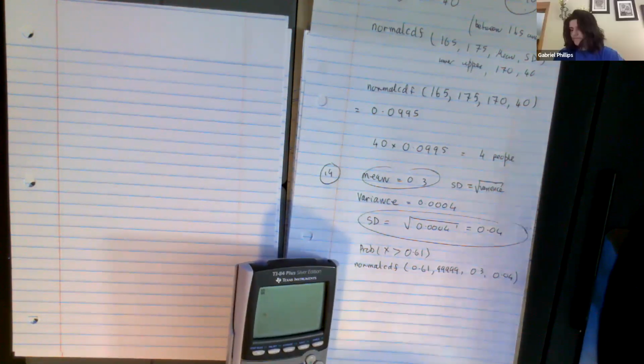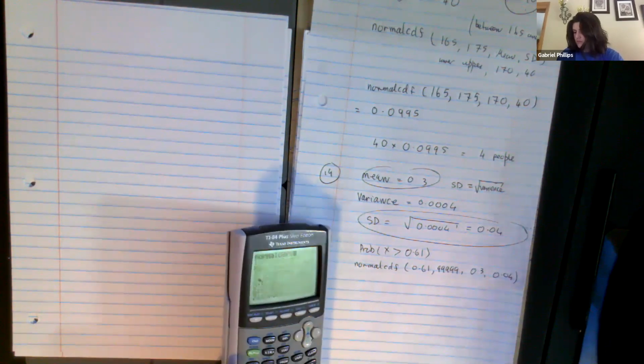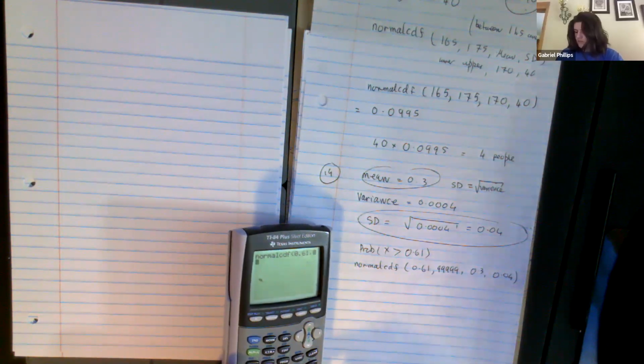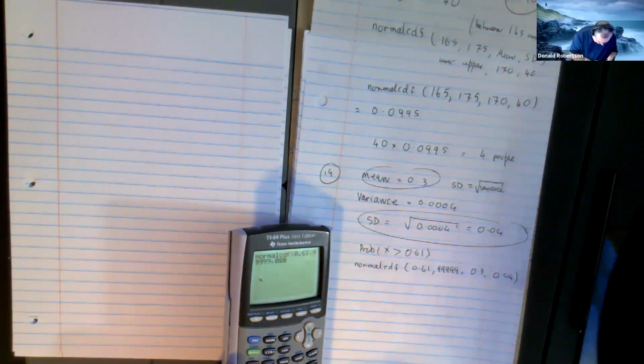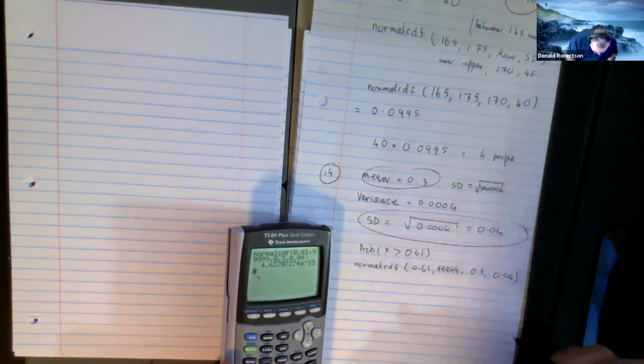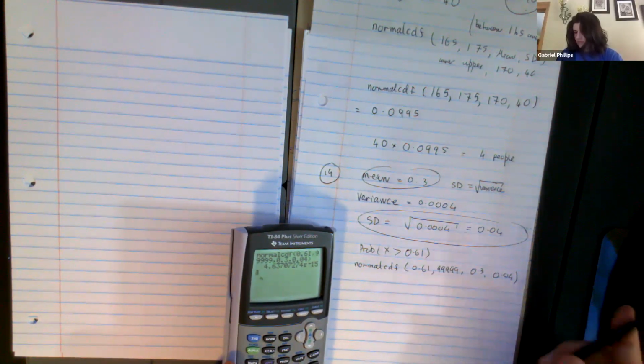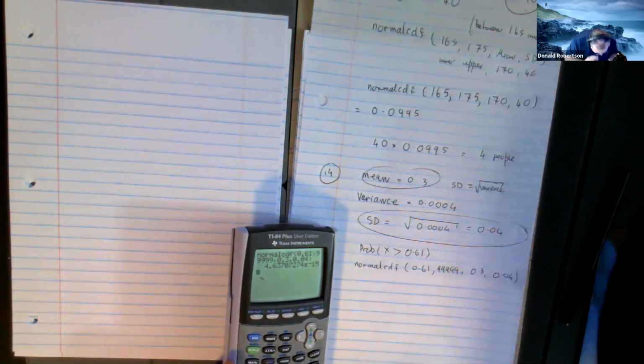So I can now go to my calculator. Second, number 2. It's going to be 0.61 comma, lots of nines, comma, 0.3, comma, 0.04, close it and enter. I did something really wrong here. What did I do?